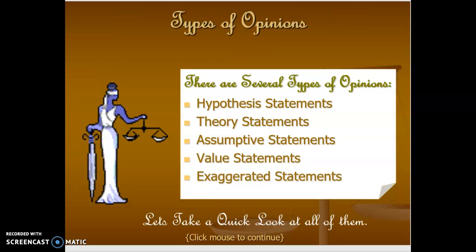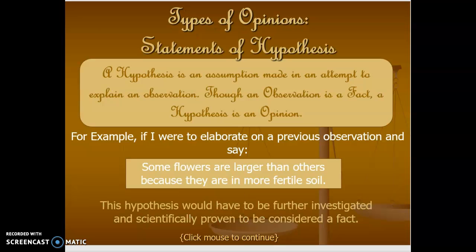All right, so there are some types of opinions we're going to look at. The first type of opinion is a hypothesis. Hypothesis is typically a scientific term. It's an assumption made to explain an observation.